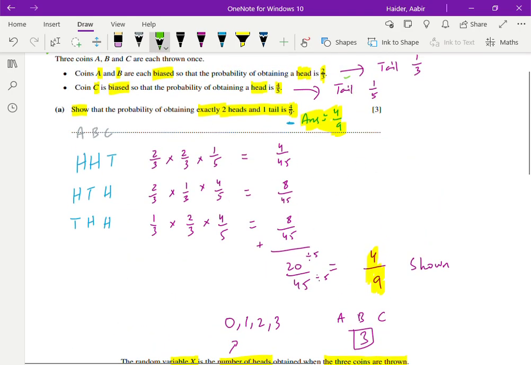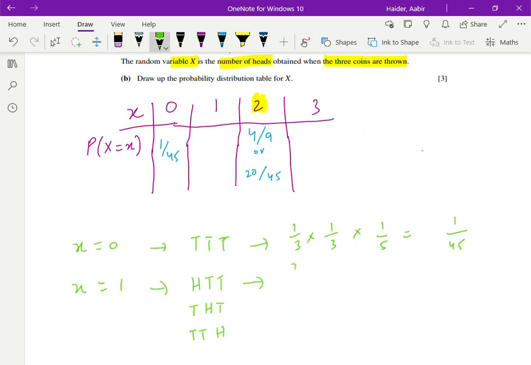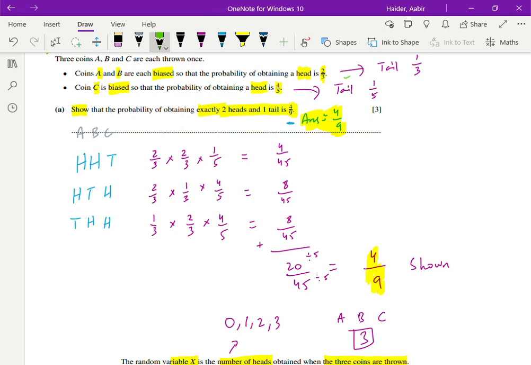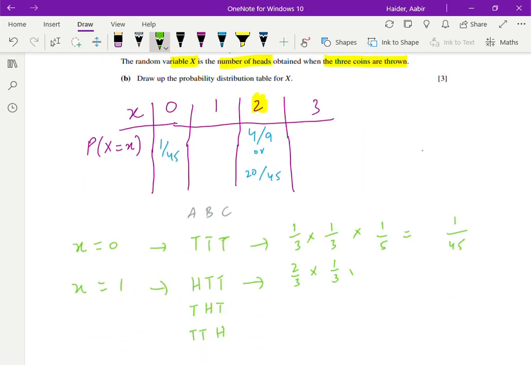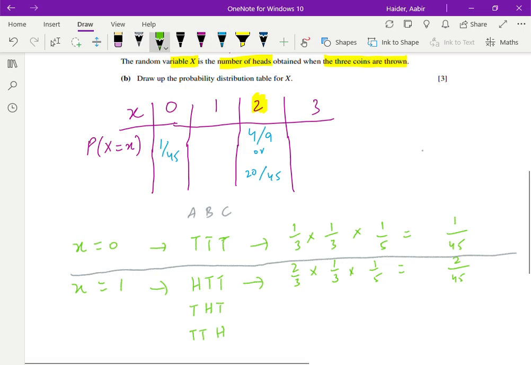A head for A is 2 over 3. Don't forget that the first one is A, the second one is B, the third one is C. We have come up with this assumption that A is thrown first, and then B, and then C. So 2 over 3 for A, and then tail for B would be 1 over 3, and tail for C would be 1 over 5. This will give you 2 over 45. This was for 0, and this is for 1.